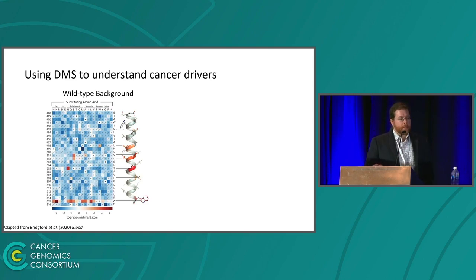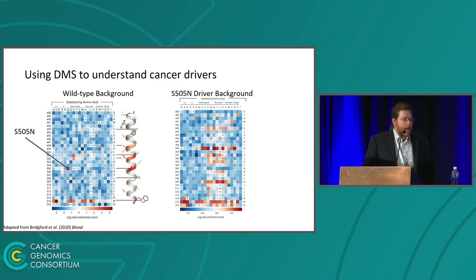Now, what I think is really cool about this example is that there's this particular variant here which pops up bright red in that mutational scan, S505N, which is a very well-known driver mutation that was already well established. So what we did was another mutational scan, a very similar experiment, but this time, instead of using the wild type or reference background, we used the driver as the background. So everything here is in relation to what this S505N driver is doing.